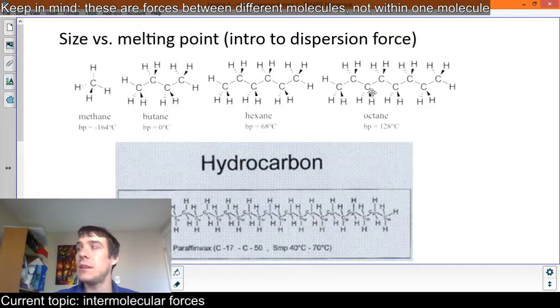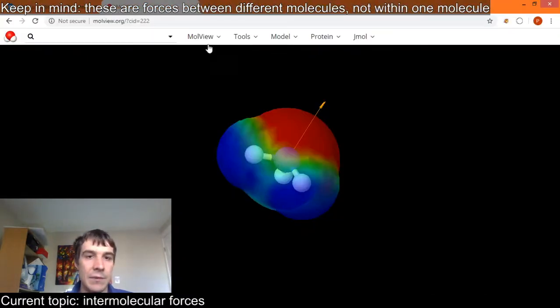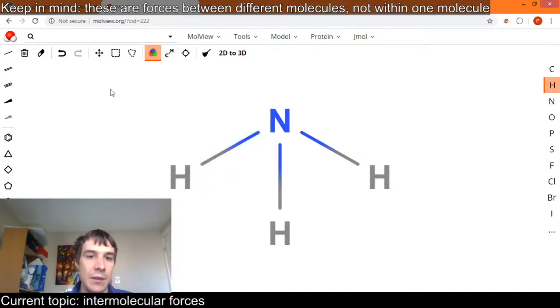There's no polarity to be found. There's no hydrogen bonds. You can't find a net dipole. There wouldn't be any net dipoles. This is just a boring lump of molecule. And maybe we can prove that by looking at Mol View. Let's look at our last Mol View for now.